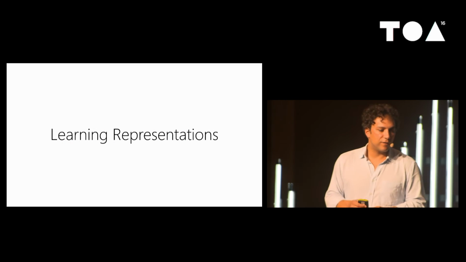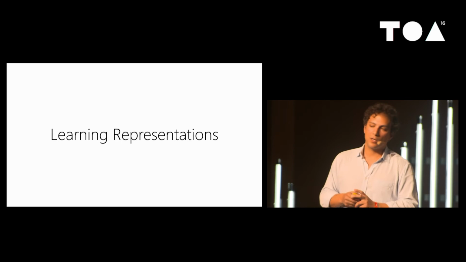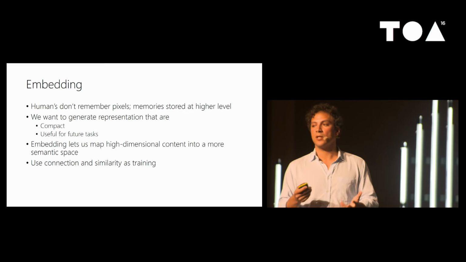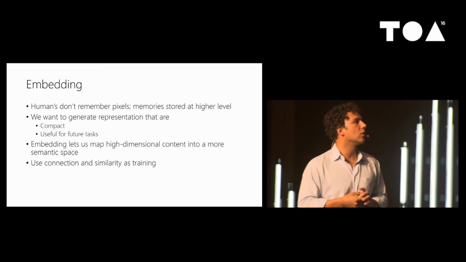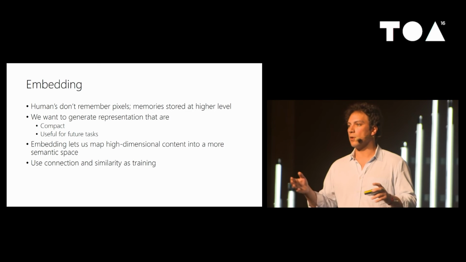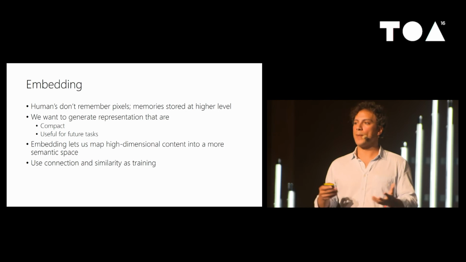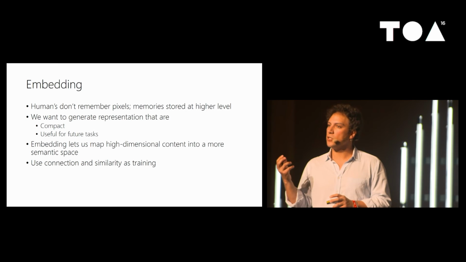So the final thing that I want to talk about is a little more abstract. It's about learning representations, and this is something that we call embedding, which is a little complicated to describe, but is really fundamental to how human beings understand the world. It's important to realize that we don't remember every pixel of the world that we see, right? We don't remember every detail, but we do remember high-level themes. So we remember representations in our brain.